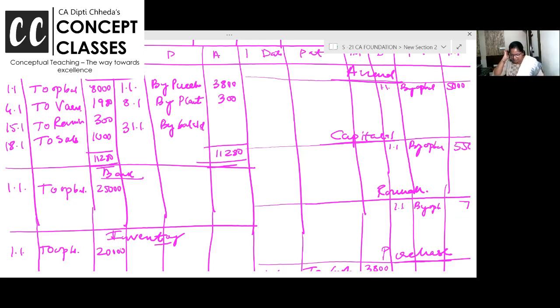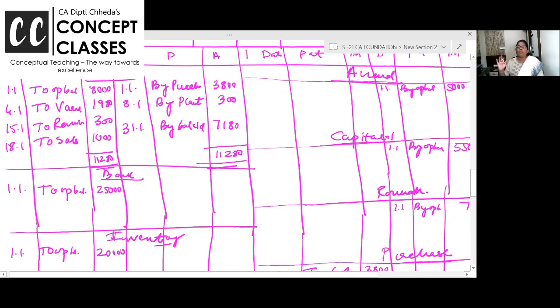Yes. Please put answers in the chat box if you can. And anything you have missed, put me a message, ma'am. Please wait and check your ledger. Are you all getting closing cash as 7180? 7180 is coming? Other ledgers are two lines. This is only bulky with all these entries.